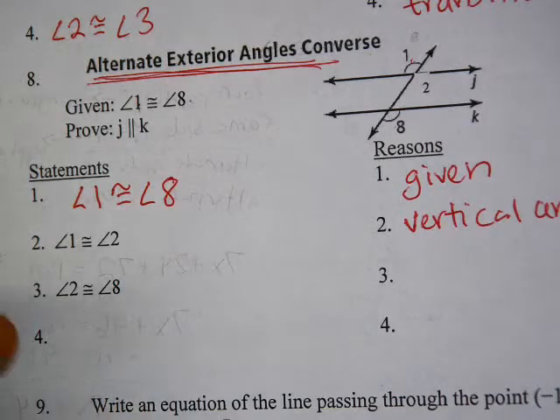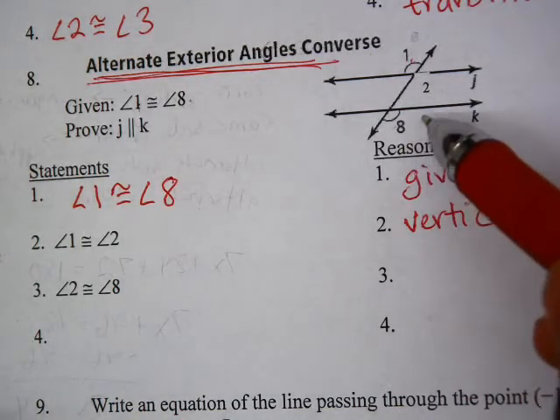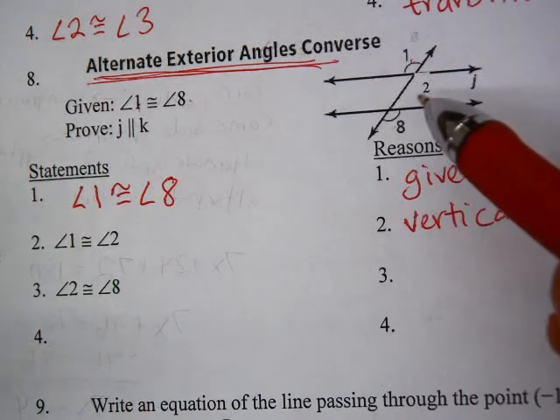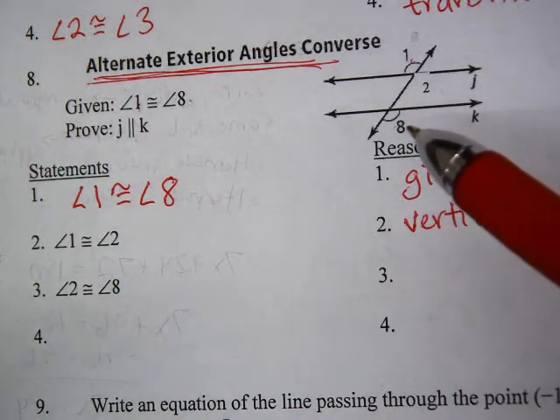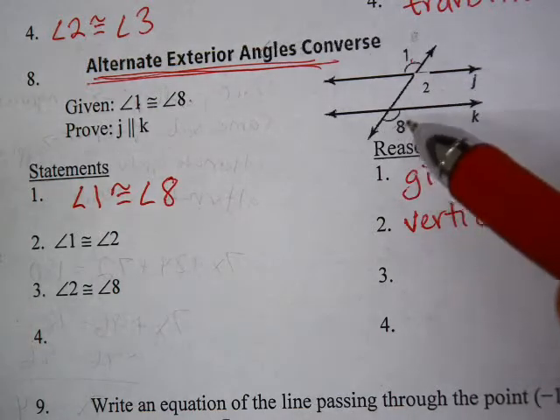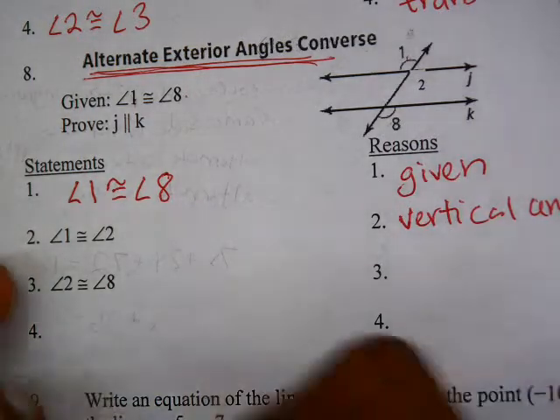The next thing they said was angle 2 is equal to angle 8. Angle 2 and 8 are congruent. Those are alternate exterior angles, but we can't write that. We're not allowed to write that yet. Sorry, those are corresponding angles. But we don't know if the lines are parallel yet, so we can't say that the corresponding angles are equal.